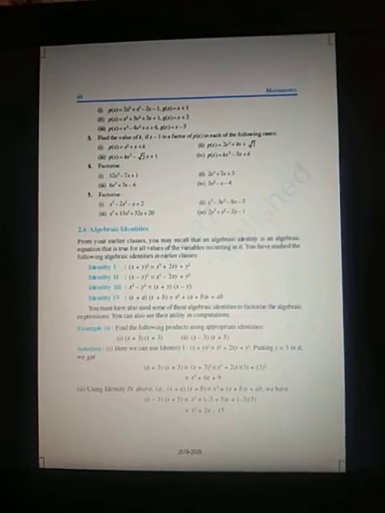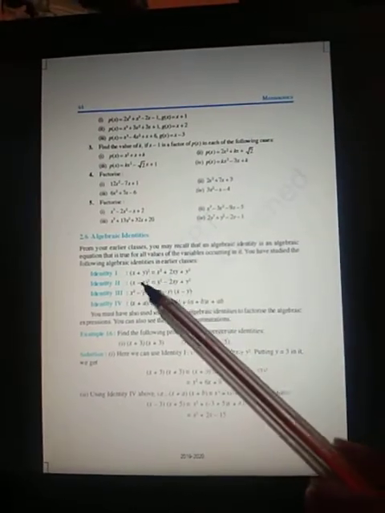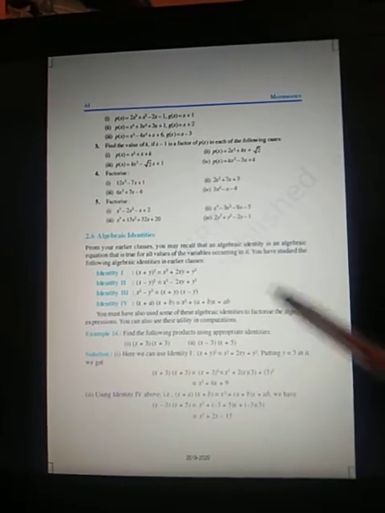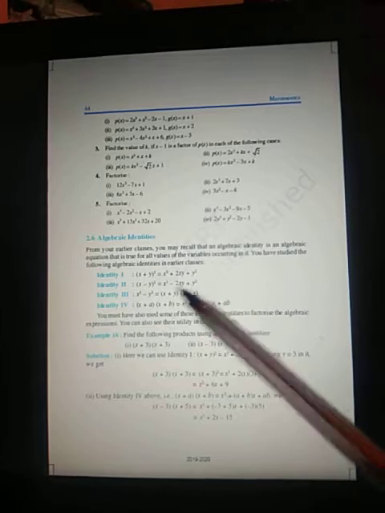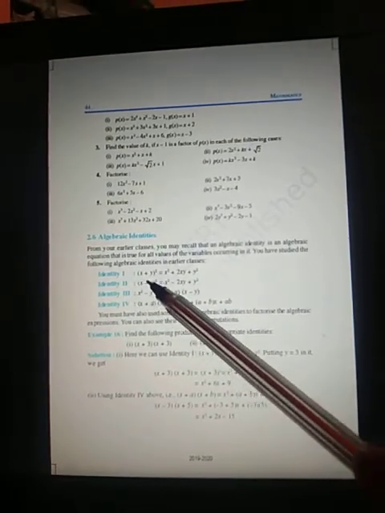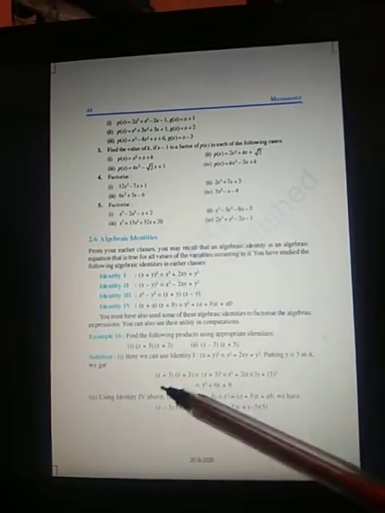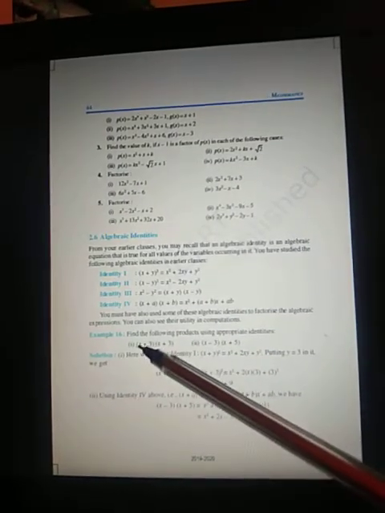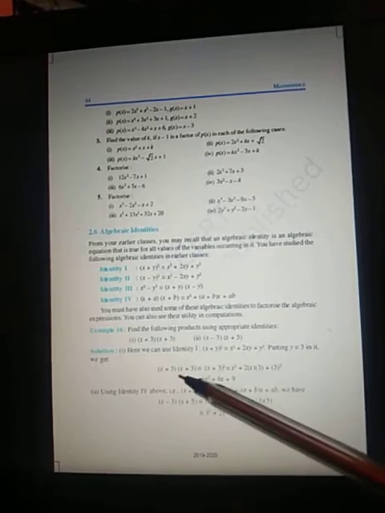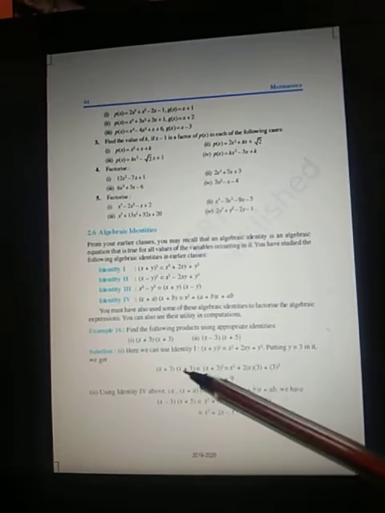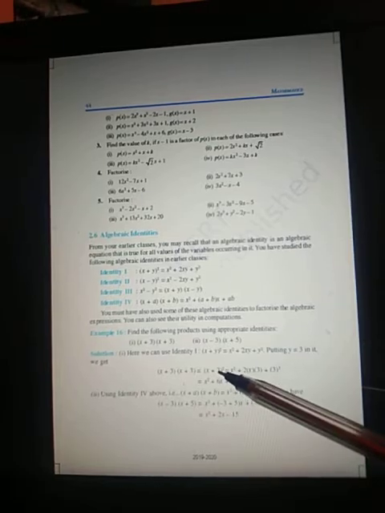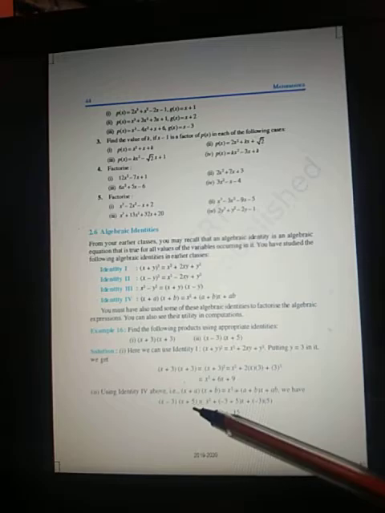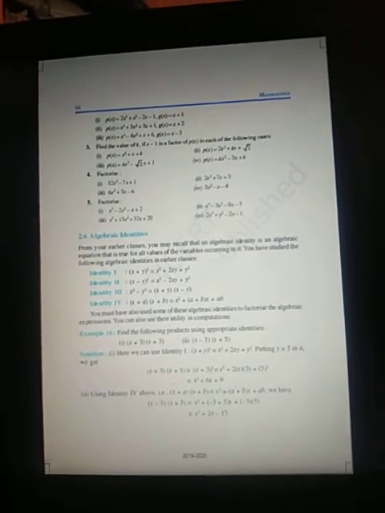Then algebraic identities, just like a plus b the whole square equals a square plus 2ab plus b square. We are going to see these in the x plus y terms. Just see that x plus y square equals x square plus 2xy plus y square. Here, find the following products using appropriate identities, without directly multiplying. X plus 3 into x plus 3 is like x plus 3 the whole square, which is x square plus 2 into x into 3 plus 3 square. By using the same identity, these problems are solved.